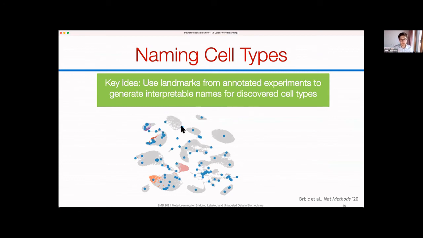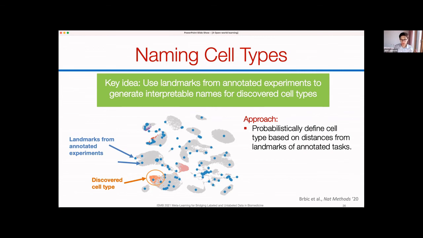And then when we take the unannotated tissue, we take the cells and we project them back into the same space. If we ask, what is the cell type for this particular bunch of cells here, we could say, hey, these cells are similar to whatever cell type this particular landmark, this pentagon, belongs to. We could say these orange cells here are likely of the cell type that is characterized by this pentagon here, if you see my mouse pointer. And this way, we can give names and suggest the most similar known cell types to these newly discovered cell types, right? So we can probabilistically define cell type based on the distances of the landmarks from the annotated experiments, right?